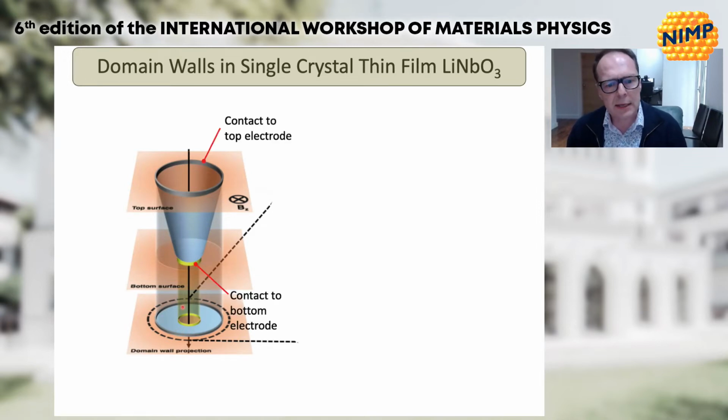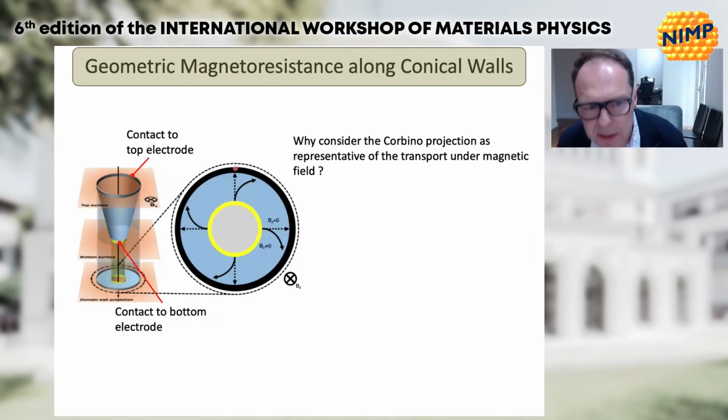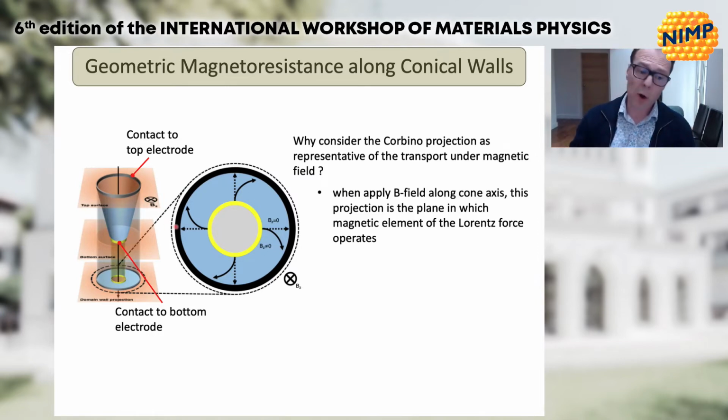Now, the Corbino disk is a classic geometry for measurement of geometric magnetoresistance. And so we've called these Corbino cones by analogy. Okay, now there are a number of reasons why we think that this conical morphology gives effectively the Corbino disk morphology. One is that when you're applying a magnetic field along the conical axis, then the plane in which the Lorentz force, or the magnetic component of the Lorentz force, is felt is the XY plane.